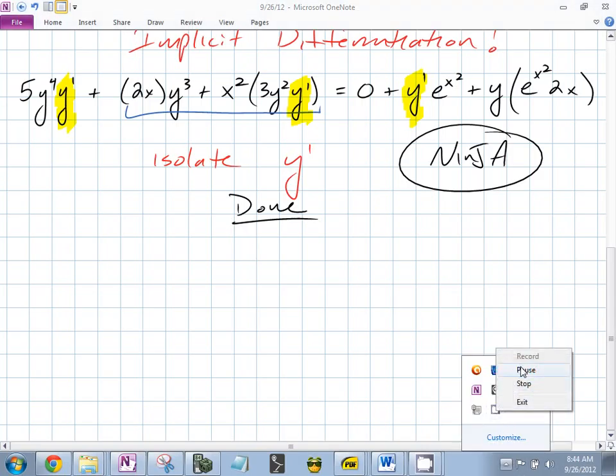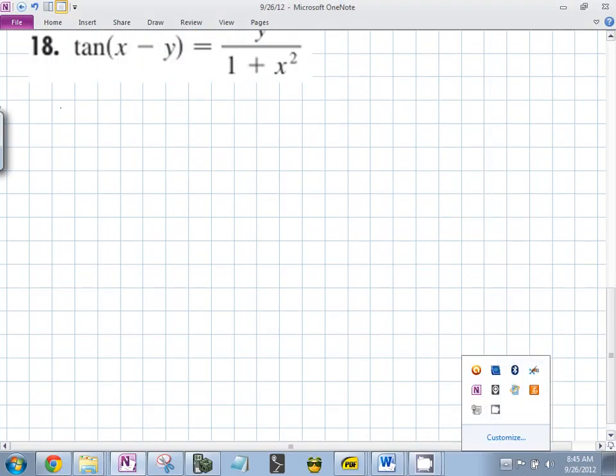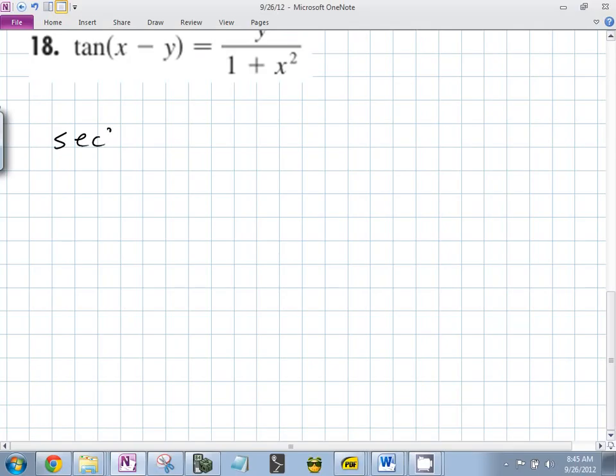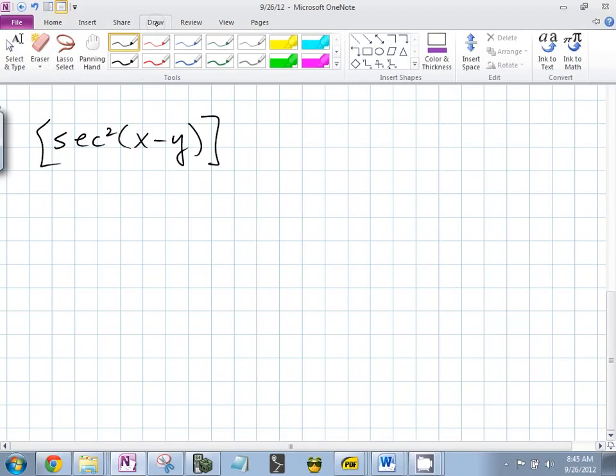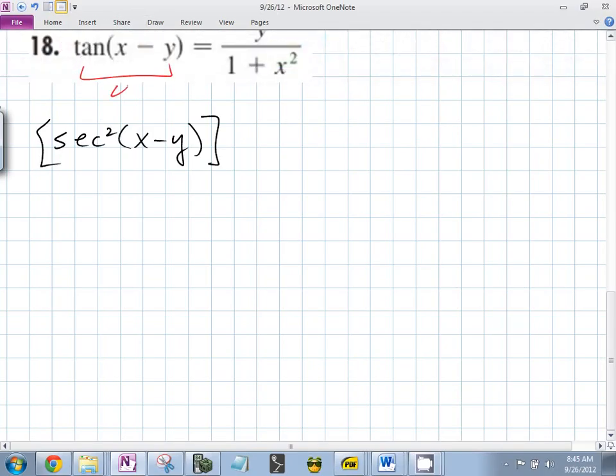Okay, what's another one, people? So it's secant squared. Are you sure? Okay. Secant squared of xy, but then we have to multiply by the derivative of the inside. What rule are we using here? We're differentiating implicitly, but we're going to need to use the chain rule. What's the derivative of x minus y? 1 minus y prime equals.